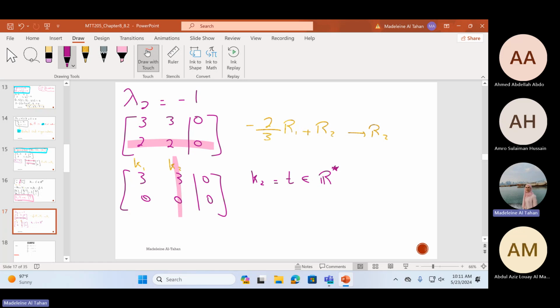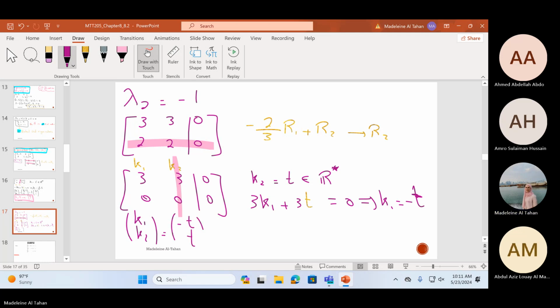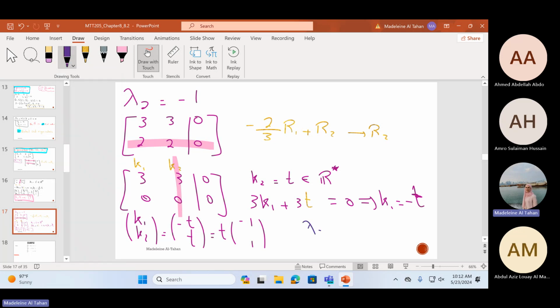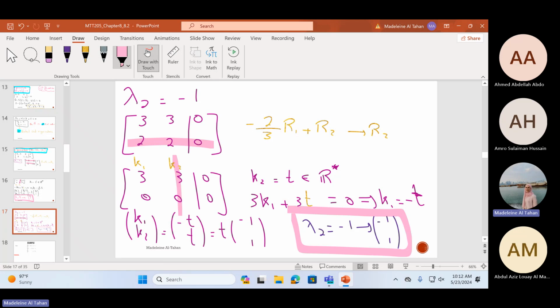What do you mean by R star? It's not 0. Okay. So 3K1 plus 3t equals 0. It means that K1 equals minus t. So what will we get? Lambda 2 equals negative 1 goes to the eigenvector negative 1, 1, and we will put it in a box.